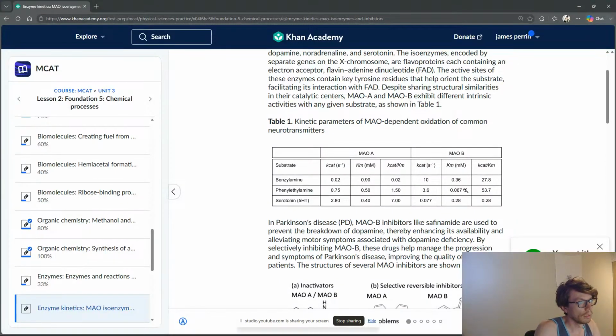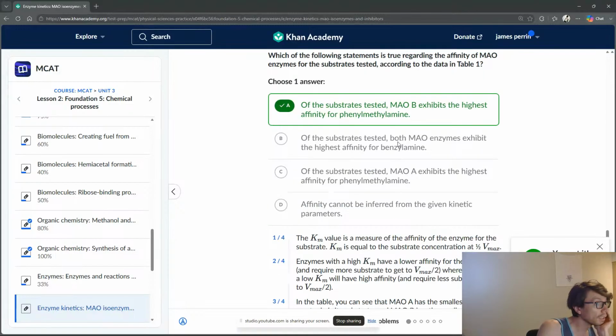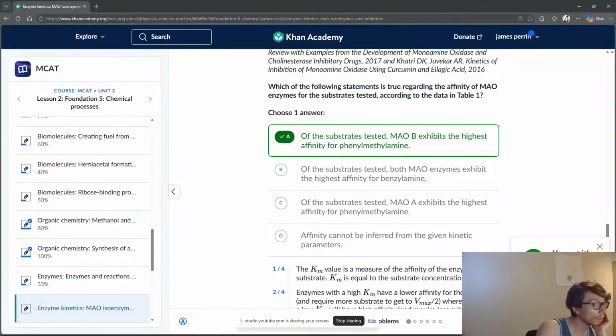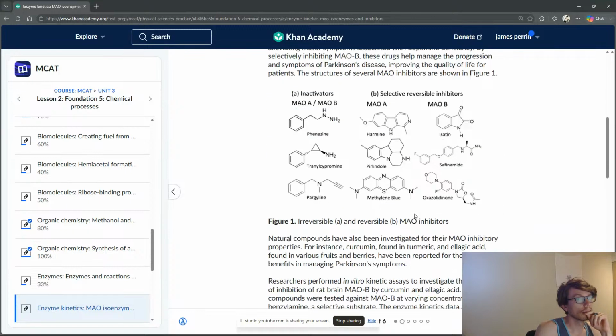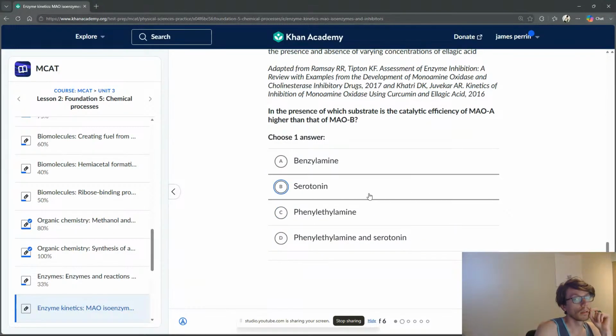Now B, 0.067 times 53 is like, I don't know, 2.5. Oh wait, I'm not multiplying these, gosh. Okay, the smallest number is there. For MAO-A, the smallest number is serotonin. That was not an option. We're looking for true statements, so okay, that makes sense. Okay. All right.